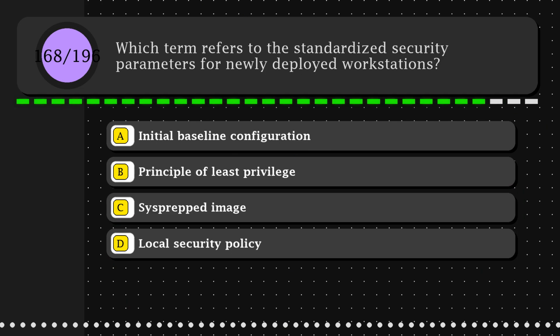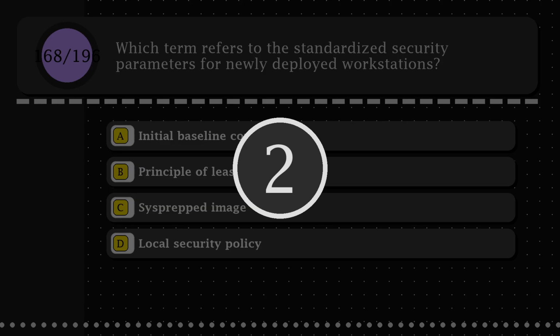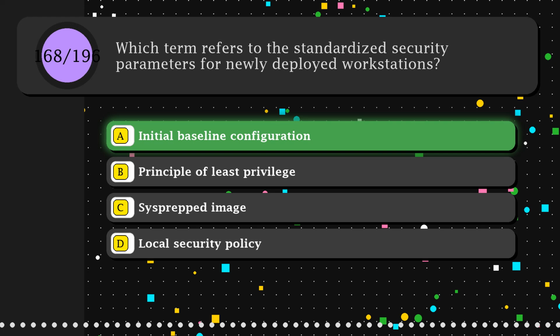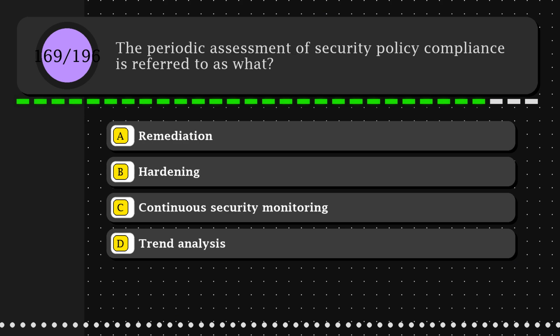Question 168. Which term refers to the standardized security parameters for newly deployed workstations? Option A. Initial baseline configuration. Option B. Principle of least privilege. Option C. Sysprepped image. Option D. Local security policy. The correct answer is option A. Initial baseline configuration.